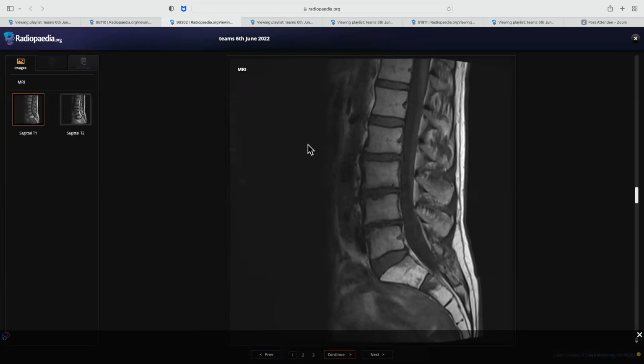Okay. So again, this case... the patient has lower back pain, and the patient previously underwent some treatment for a disease in the lower abdomen.